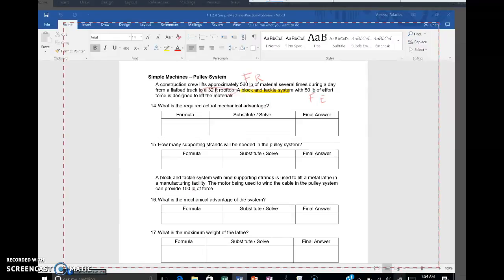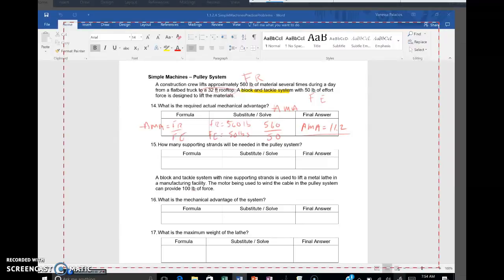What is the required actual mechanical advantage? So here we're trying to solve for the AMA, right? And we know that our AMA is equal to the FR over the FE. We know that because we've already identified our FR, we said, was 560 pounds, and our FE was 50 pounds. So if we just divide 560 divided by 50, we come up with an AMA equal to 11.2.